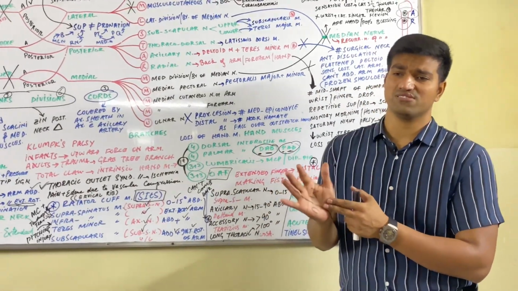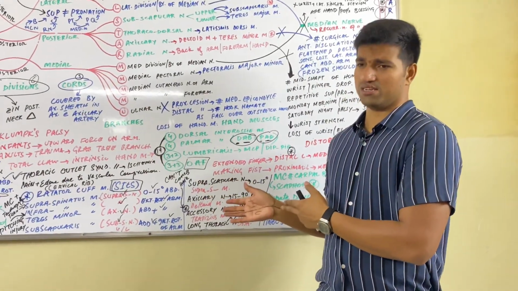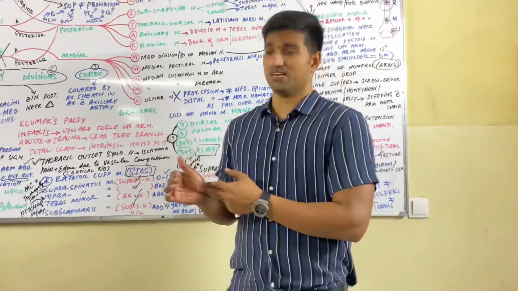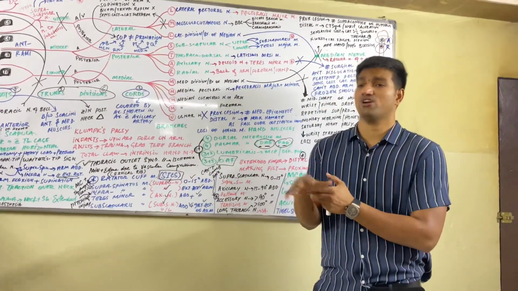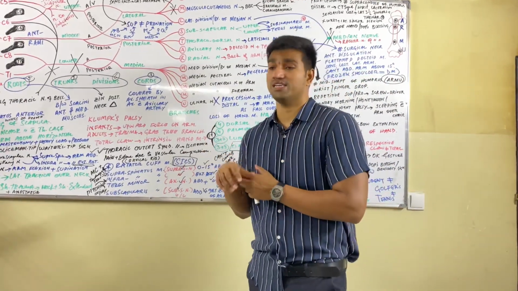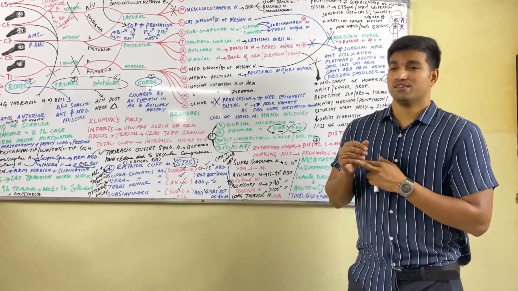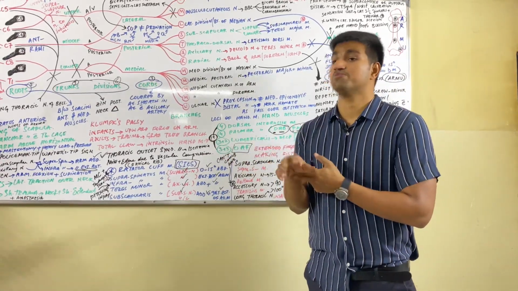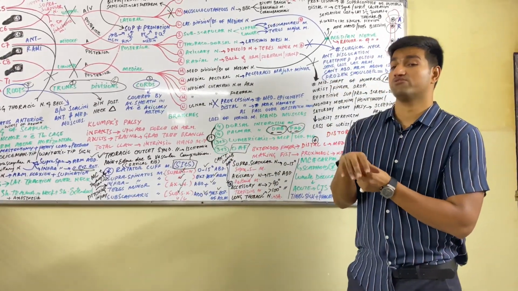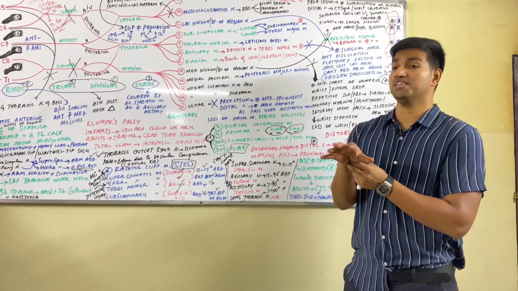So what are the reasons for that? First one is lunate dislocation. Second one is pregnancy; due to edema, the median nerve may be compressed. Another is diabetes mellitus, acromegaly, and repetitive use of the wrist. It may lead to compression of your median nerve.